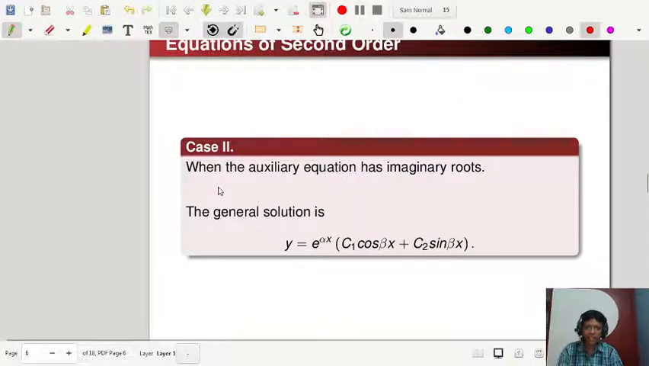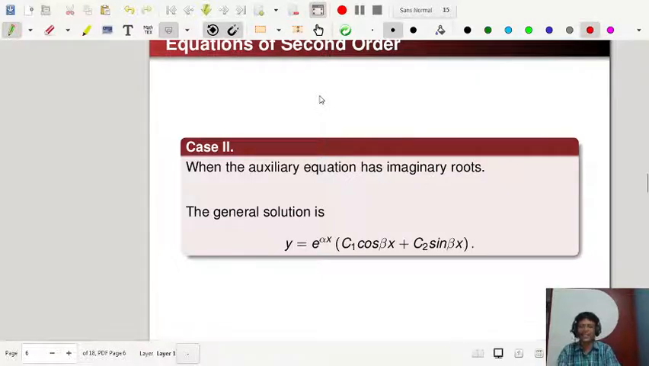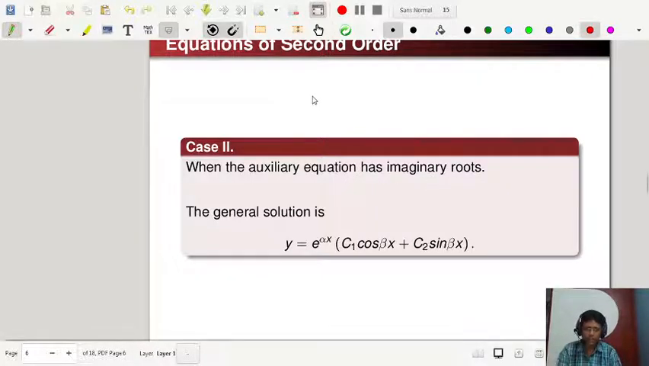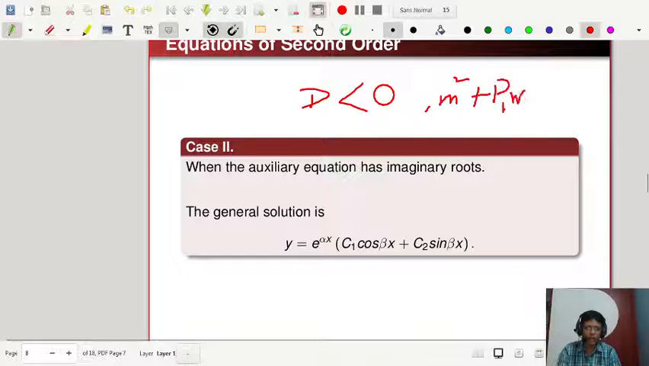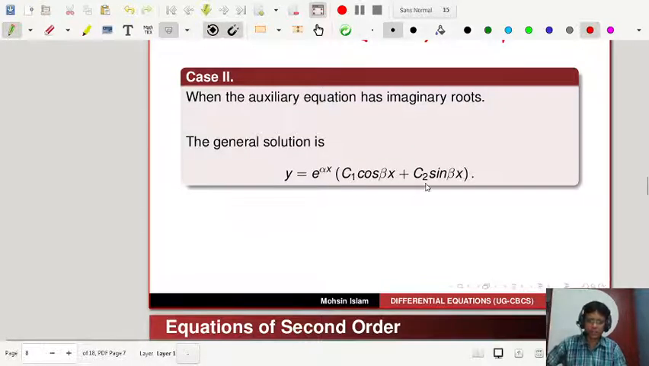The auxiliary equation has imaginary roots. That means b square minus 4ac is less than 0. The discriminant is less than 0, right? And your auxiliary equation is again given by m square plus p1m plus p2 equal to 0. Okay, this is the auxiliary equation. So with imaginary roots, its general solution is given by this.